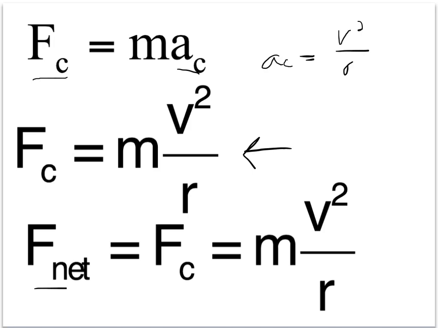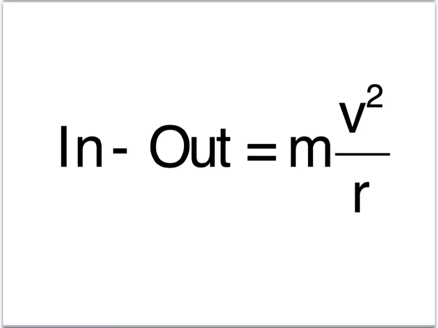Centripetal force is the net force. It is not a force on its own. It is the sum of the forces in and out of the circle. So the sum of the forces, the net force, is mv squared over r. Centripetal force is not a force. It is a sum of forces. And to find that sum of the forces, you do in minus out equals mv squared over r.